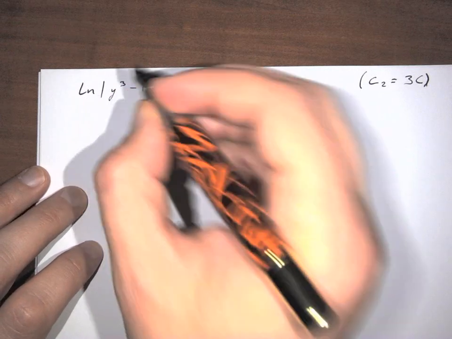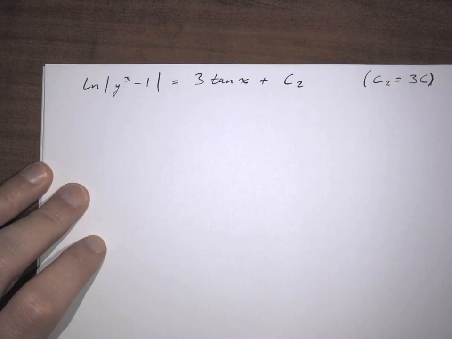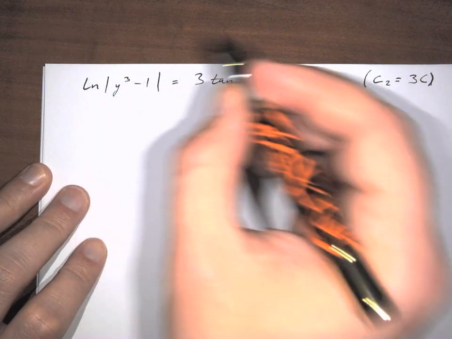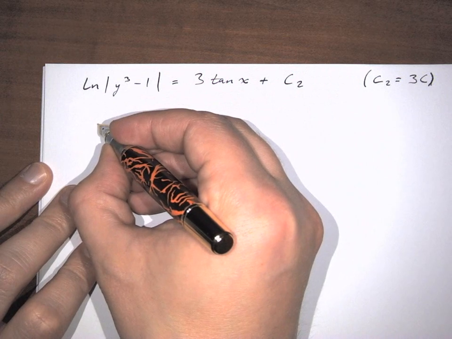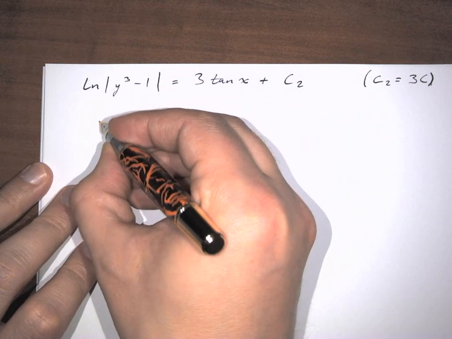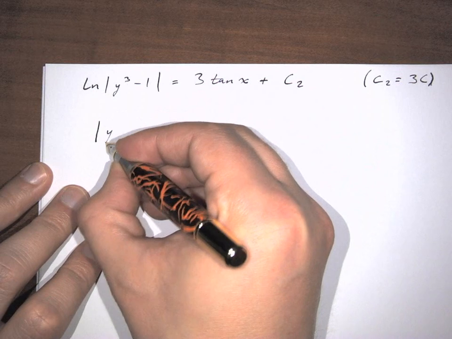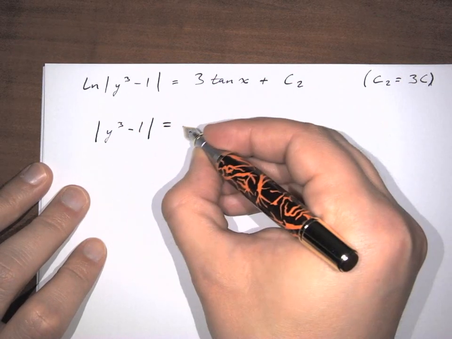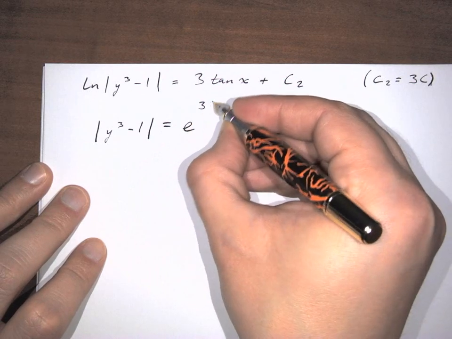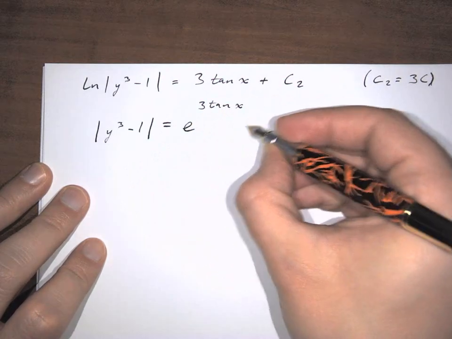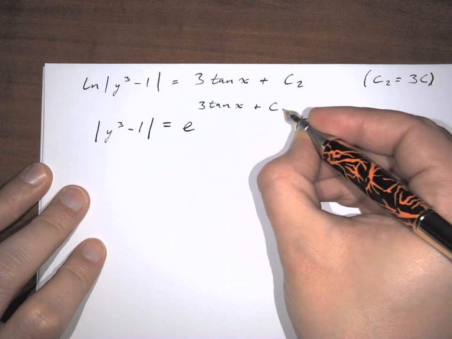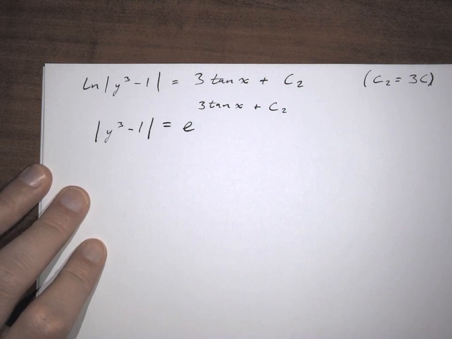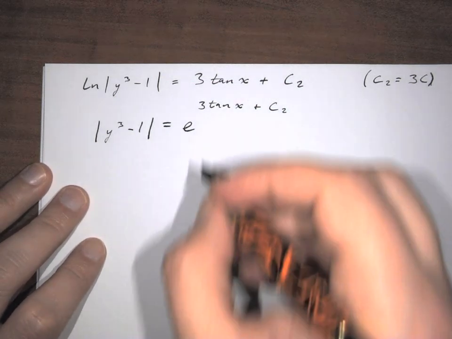Okay, and then going down here, if I want to undo a natural log, I'm going to have to apply its inverse function, which is e. So e to both sides is what would cancel out that. So that gives us now the absolute value of y cubed minus 1 is equal to e to the 3 tan x plus c2. So that's how you undo a natural log. You can just switch it to its inverse expression.